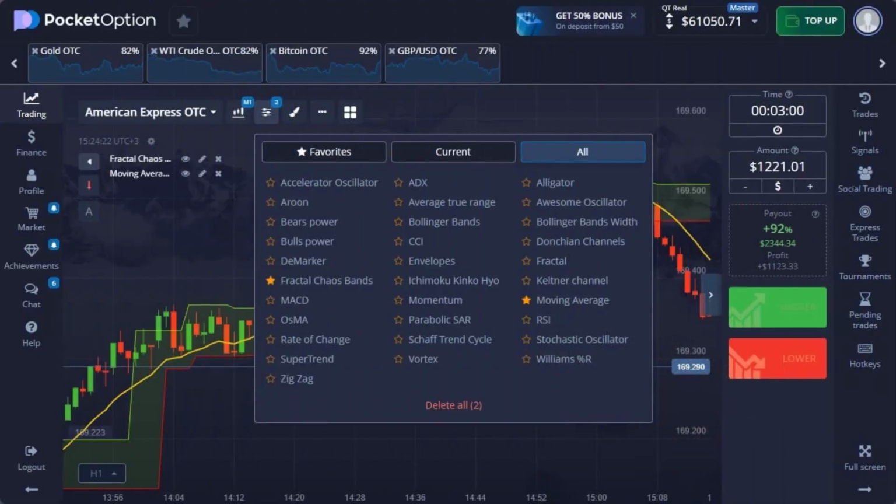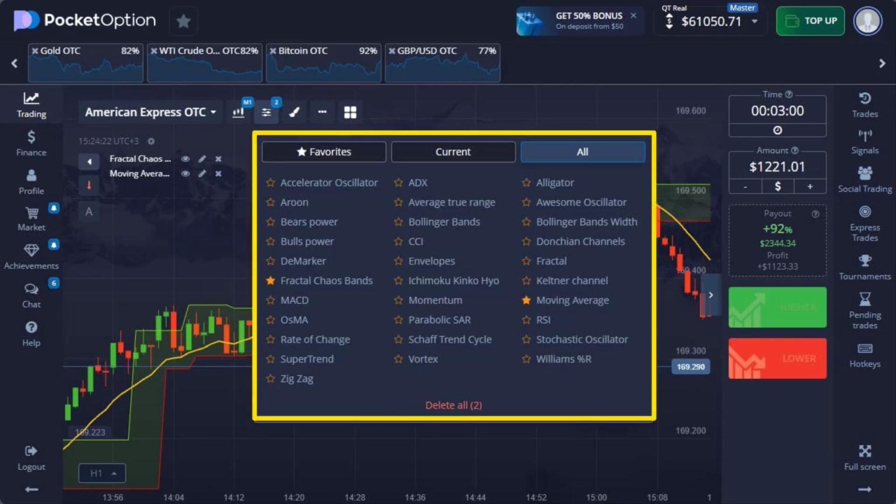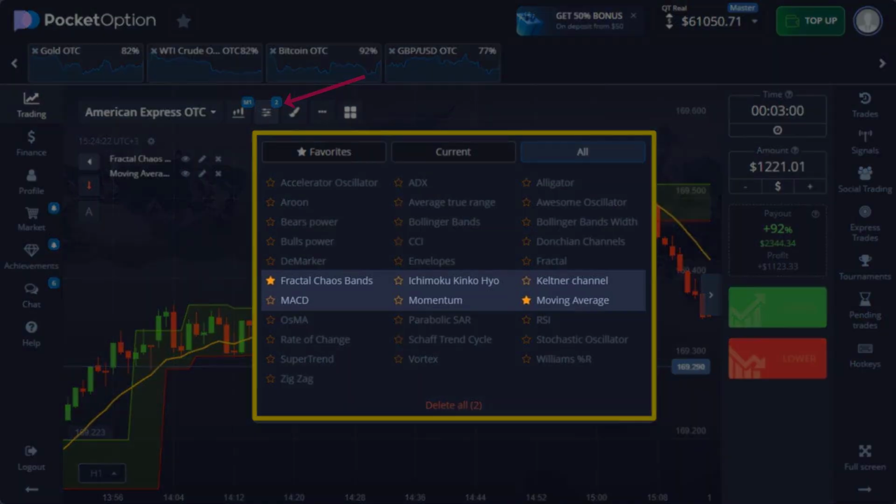Now, a few words about how to install the Fractal Chaos Bands system in the Pocket Option terminal. To set up this strategy in the broker's web platform, you need to open the indicator panel by clicking on the icon with the image of the setting sliders. After that, a panel with a list of available indicators will open. In this list, select Fractal Chaos Bands and Moving Average.